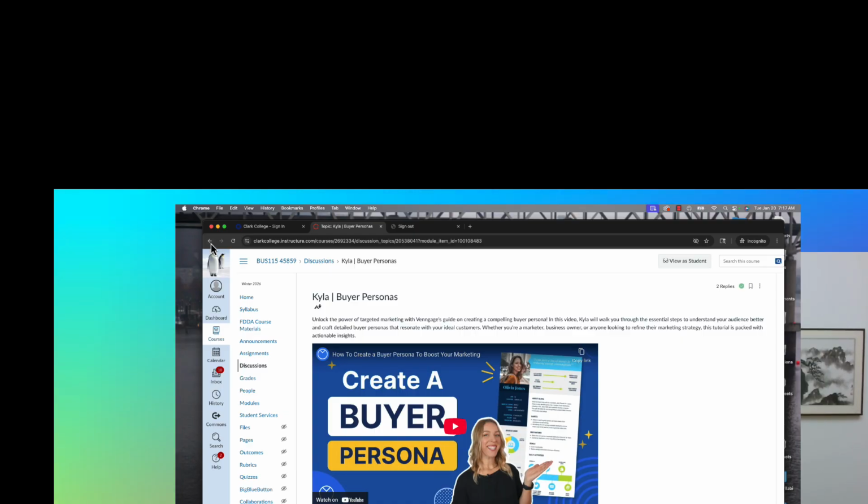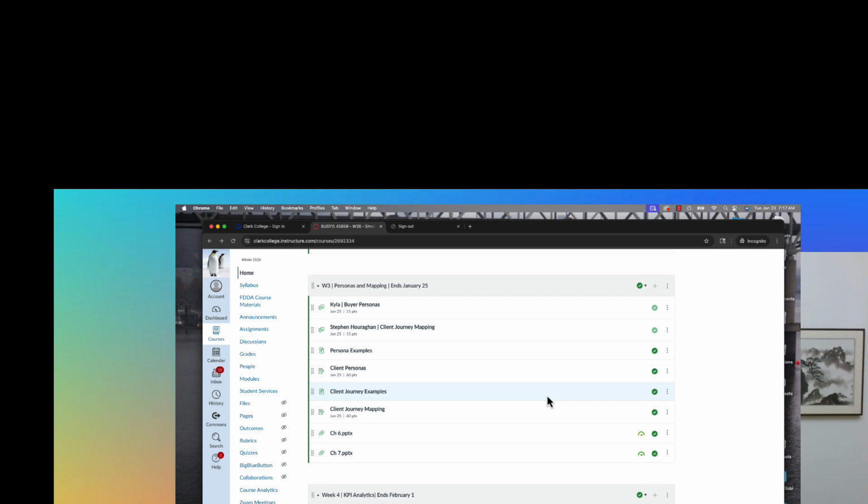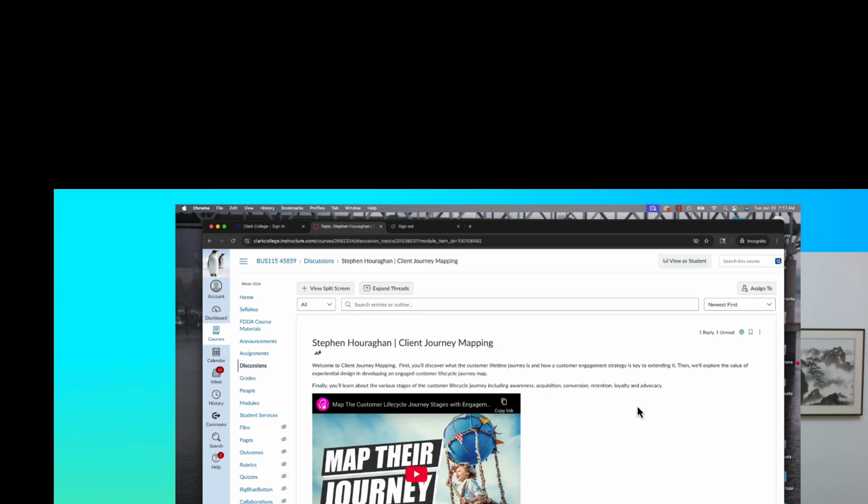Okay, so if I jump back out, the other discussion question this week by design is Stephen talking about what a client journey map is. And what it is you're looking at when does a particular client that purchases your product or service become aware of you as a business. And then it starts going through the mapping of awareness, and these change depending on your business model.